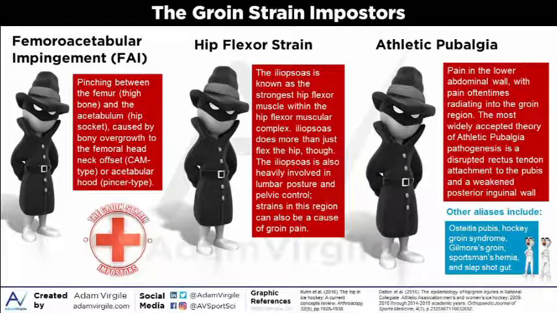The third one is athletic pubalgia, pain in the lower abdominal wall, with pain oftentimes radiating into the groin region. The most widely accepted theory of athletic pubalgia pathogenesis is a disrupted rectus tendon attachment to the pubis and a weakened posterior inguinal wall.